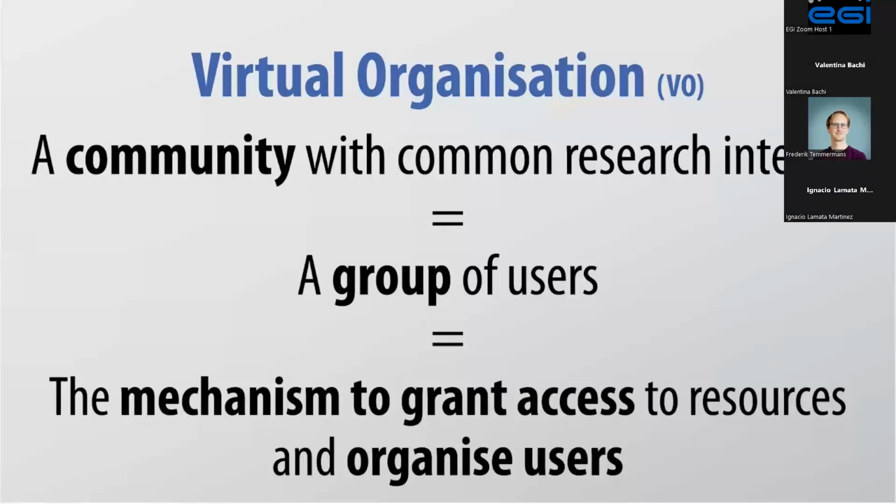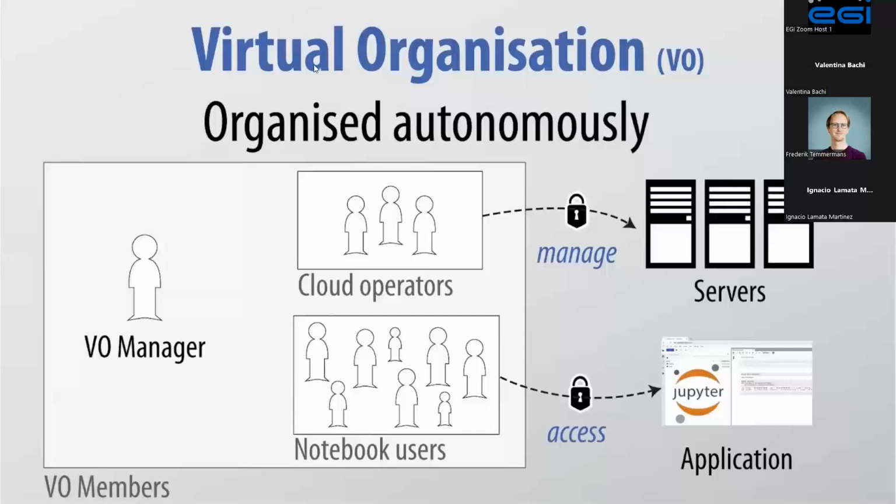and to organize users. So basically what it means is that we have a virtual organization that represents a community, and then we can have subgroups inside this community. For example, here I depict a cloud operators group that we assign the permission that they can manage the servers, for example. And then we have some users of an application, which could be, like in this example, notebook users that can access the application. So this group of users cannot manage servers, and cloud operators by themselves cannot access the application.